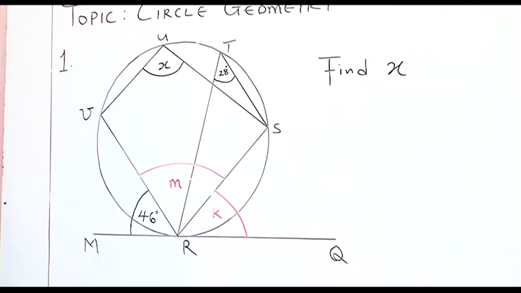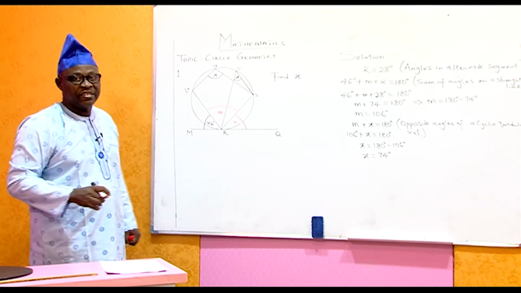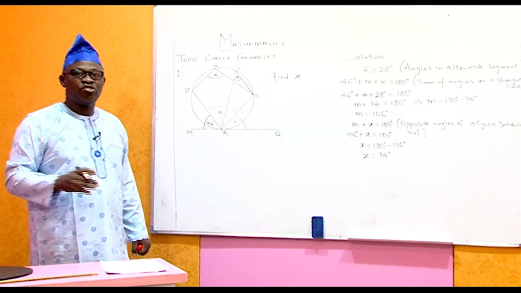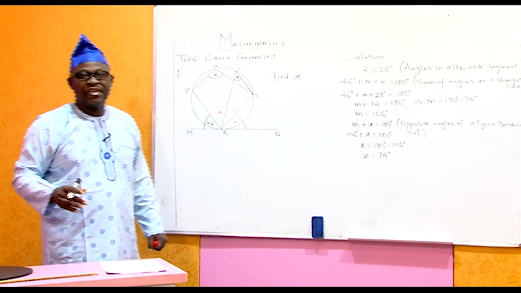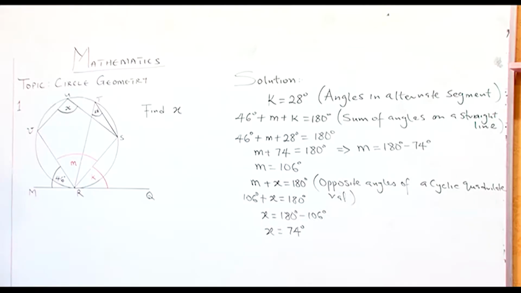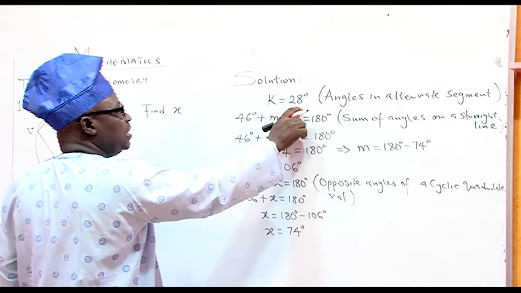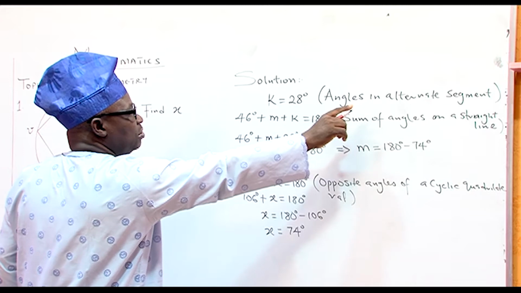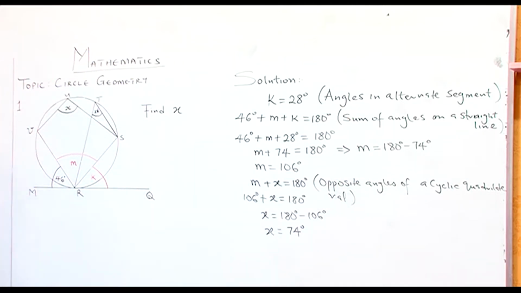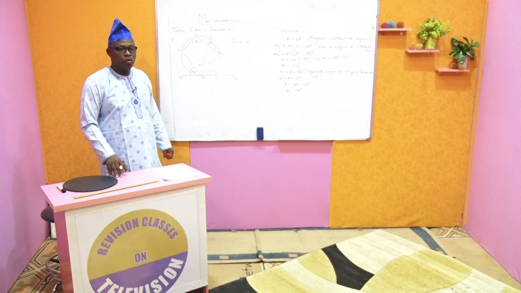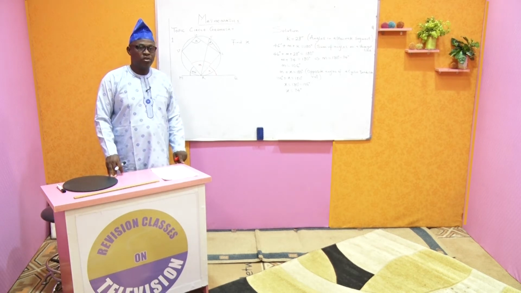It is expected of you as a student, anytime you are answering a question, that you back it up with the reason why you are taking such a decision. When I wrote K is 28 degrees, I put the reason there because they are angles in alternate segments. So you can put this down in your notes and take time to study.